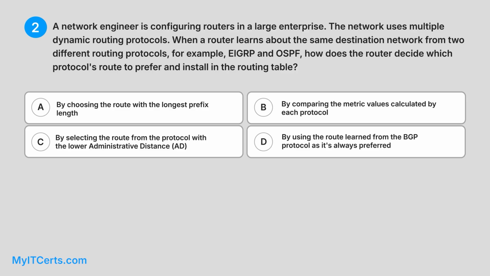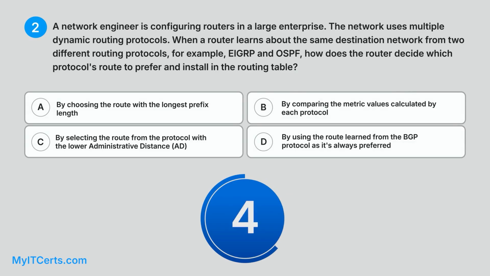A. By choosing the route with the longest prefix length. B. By comparing the metric values calculated by each protocol. C. By selecting the route from the protocol with the lower administrative distance, AD. D. By using the route learned from the BGP protocol, as it's always preferred. What do you think is the answer?